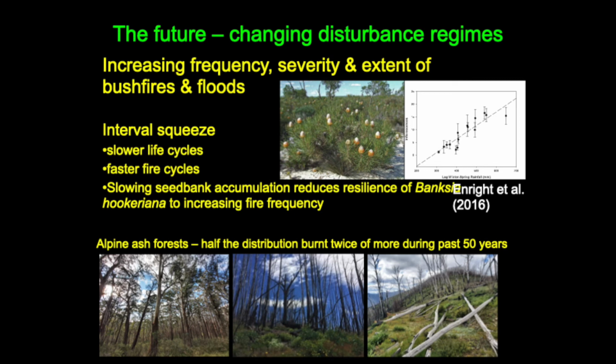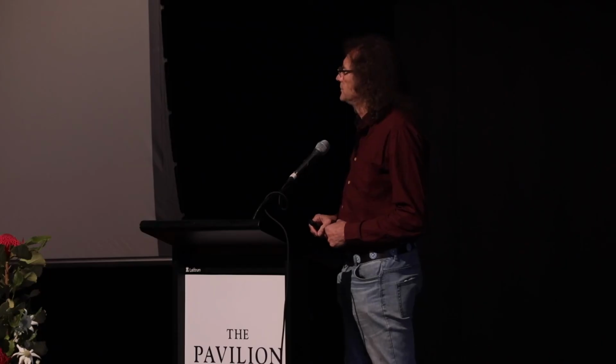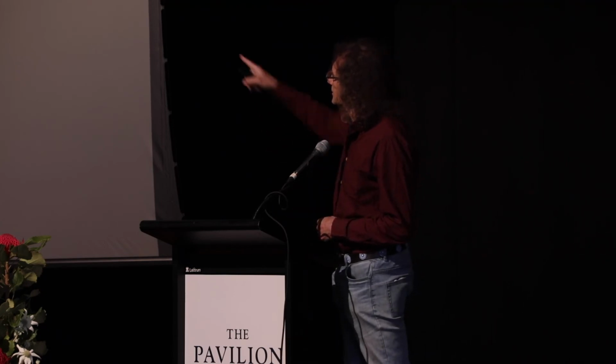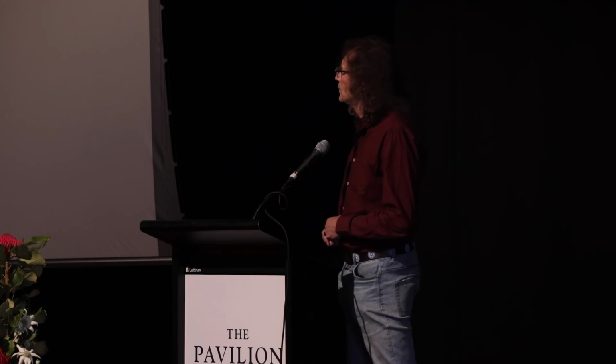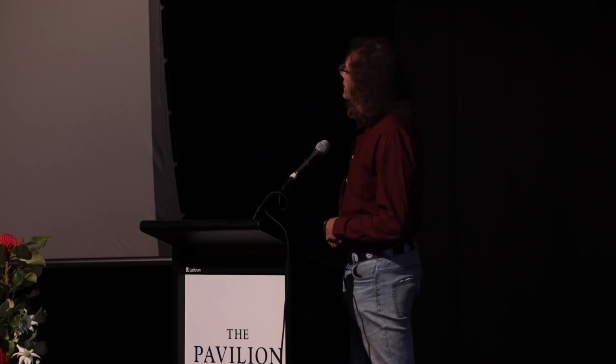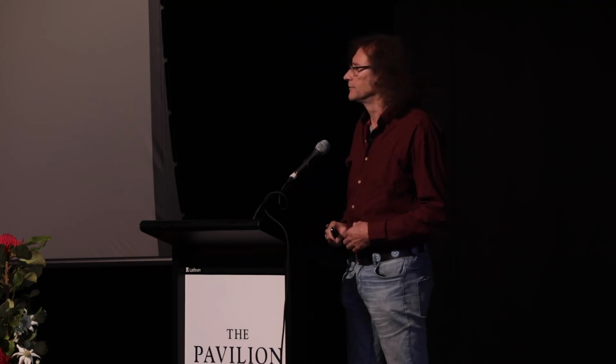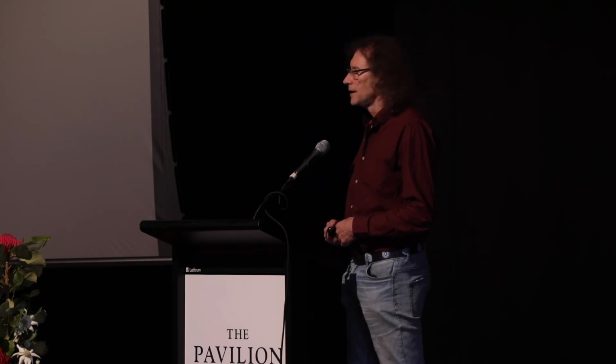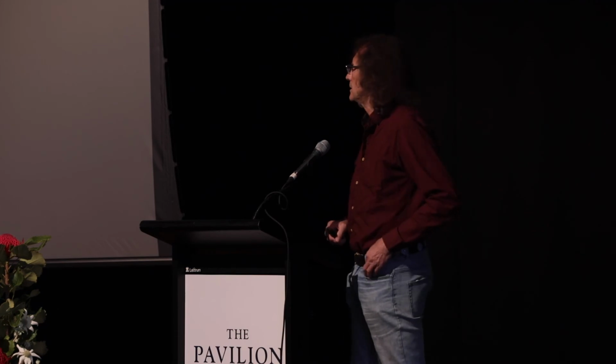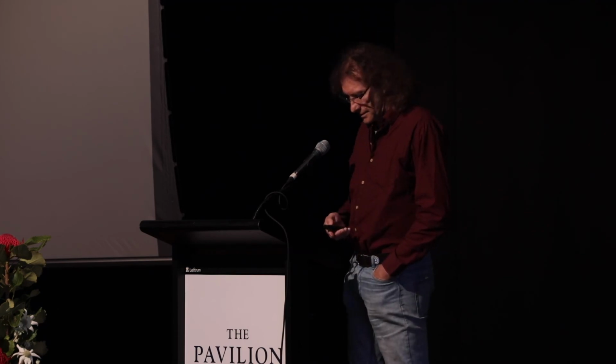And Neil Enright, who wrote this review and foreshadowed this process, was able to demonstrate that the production of flowers in this Banksia hookeriana is very closely tied to the amount of rainfall in a given year. So the more rainfall there is, the more flowers it produces, and conversely, the lower the rainfall, the fewer flowers it produces, and the more slowly it develops from seed.